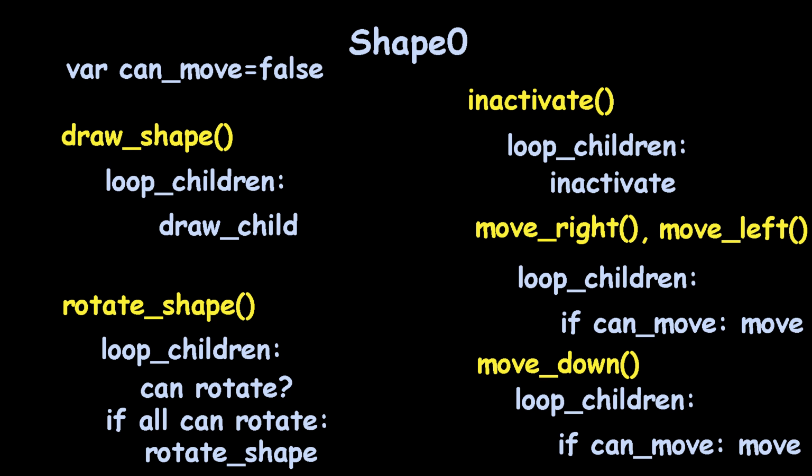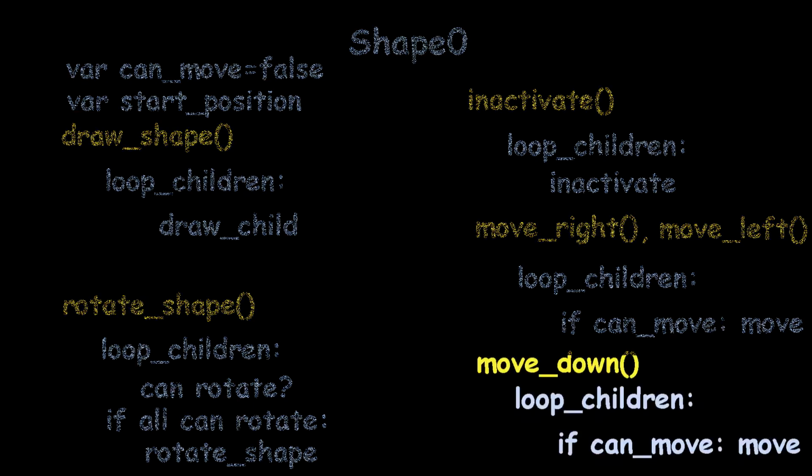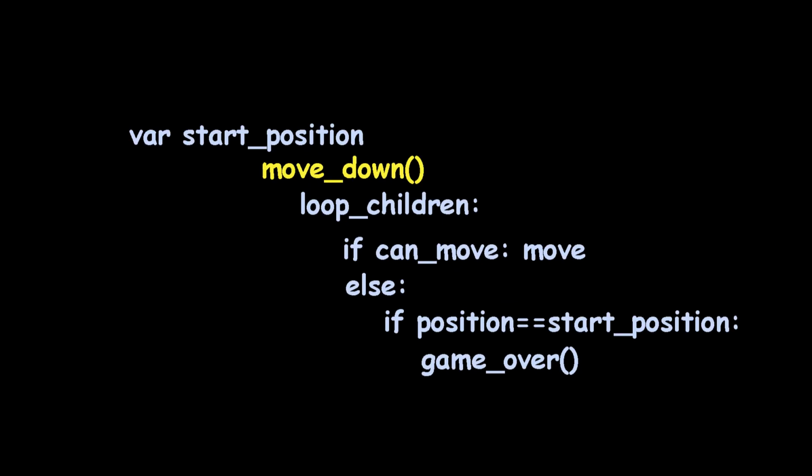This function starts setting a new variable with the start position. After that, it checks if all children can move down. If all can move down, the shape's moved. If not, we need to make a check to see if the actual position is equal to the start position variable. If the actual position is equal to the start position, it's game over.